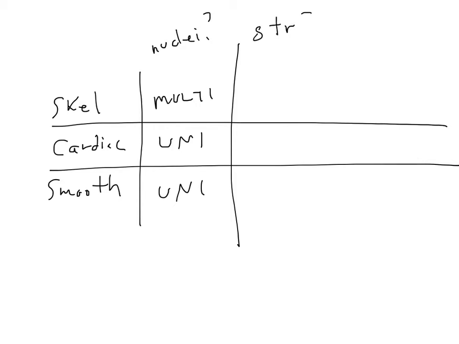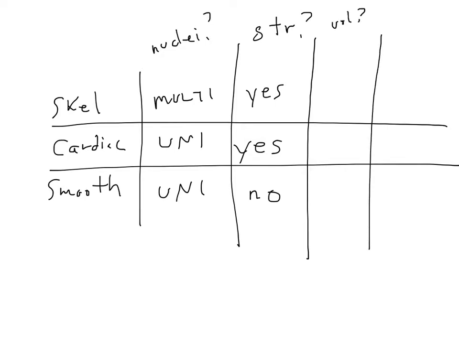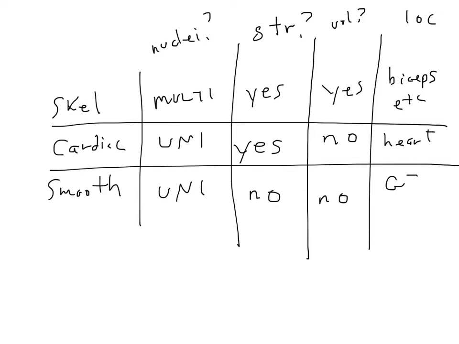Striations. Skeletal muscle is striated, as is cardiac muscle. Smooth muscle is not. That's why it's called smooth. Voluntary. Skeletal muscle is voluntary. Cardiac and smooth are not. And you should know some examples of locations. Skeletal muscles like your biceps, your triceps, your pectoralis, etc. Cardiac muscle, that's obvious. Smooth muscle is found in your GI tract, the digestive system, and in the walls of blood vessels and organs like your bladder.